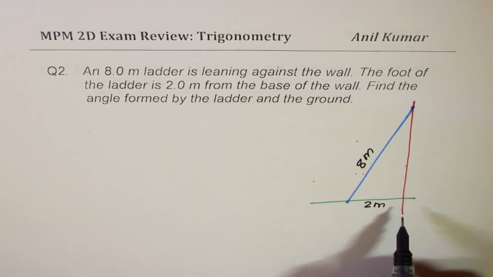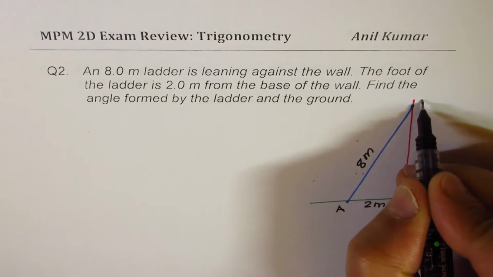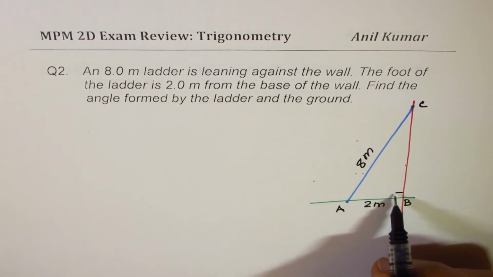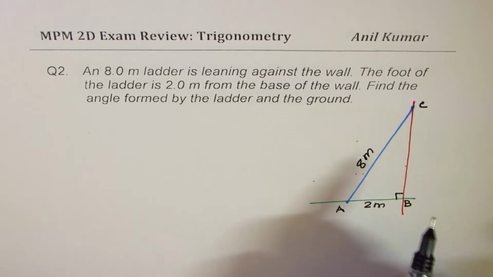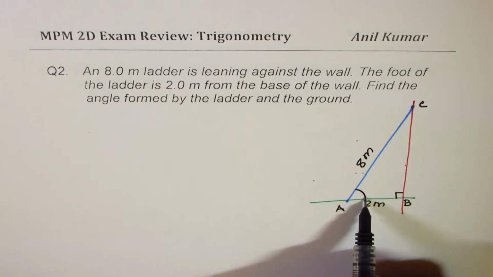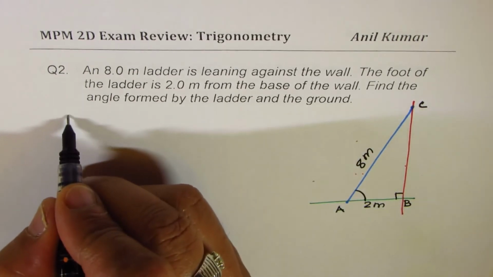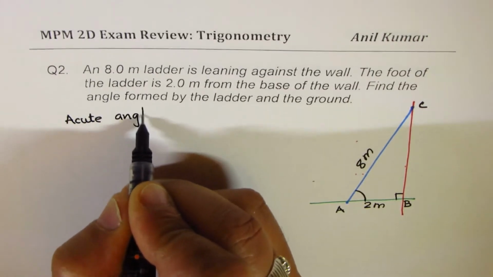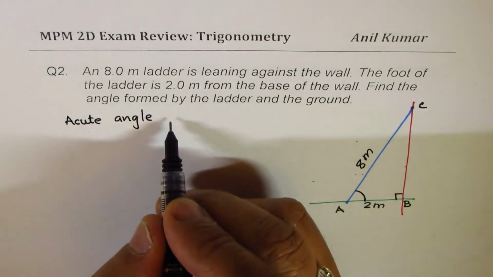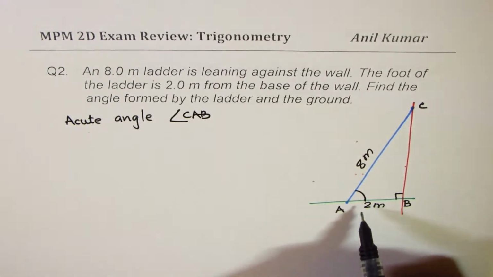from the base of the wall, right? Let's call this the base. Let's say A, B, and C. So that would be 90 degrees. Perfect. Find the angle formed by the ladder and the ground. So that is the angle which is formed by the ladder and the ground. So we'll go for the acute angle. So we'll find the acute angle. Angle, let's say CAB.